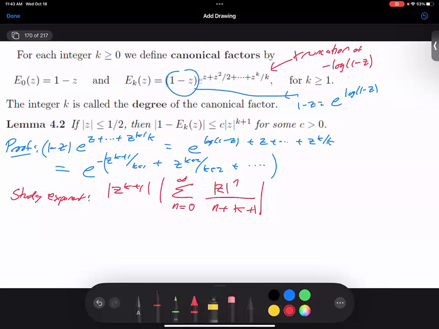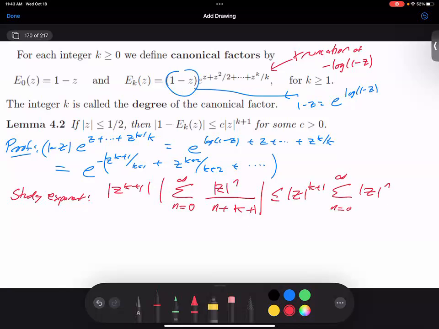Now I have this sum. What dominates the sum? Well, the first term doesn't dominate the entire thing. I need an infinite sum that I can understand that's going to be larger than this. Yeah, just drop the denominators. This is clearly going to be less than or equal to the absolute value of z to the k plus 1, and then I'll just have a sum, n goes from 0 to infinity of z to the n.